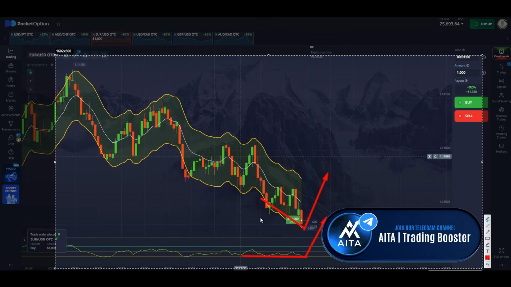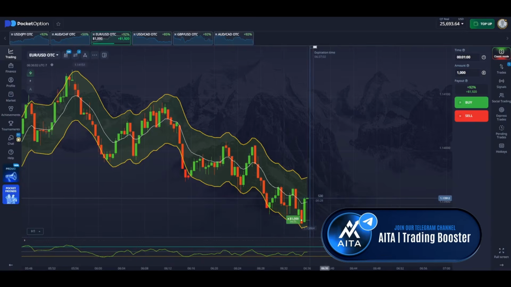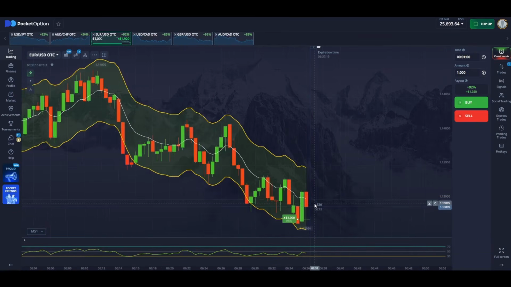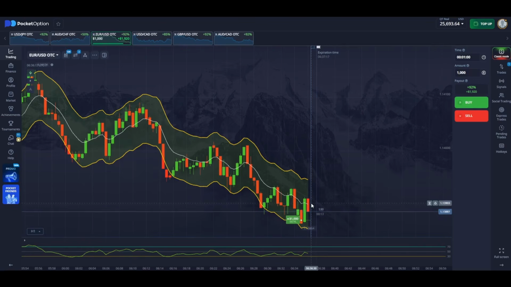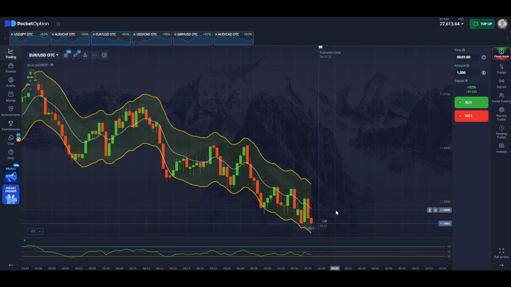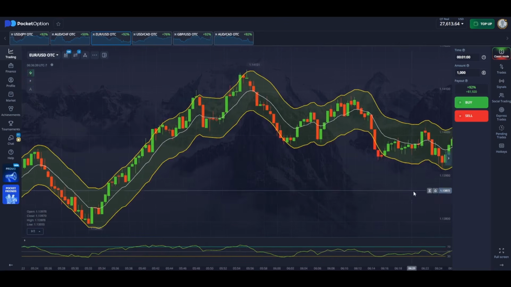So the first signal comes from envelopes and the second from RSI. We simply see that the market is oversold according to envelopes. We look at the RSI, see that the market is oversold, open a buy trade, and the trade closes successfully. It's all very simple. Let me show you a sell signal right away.